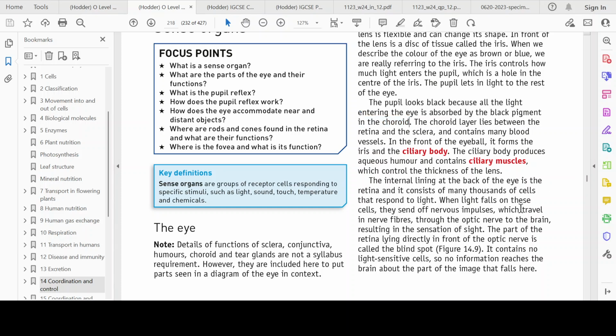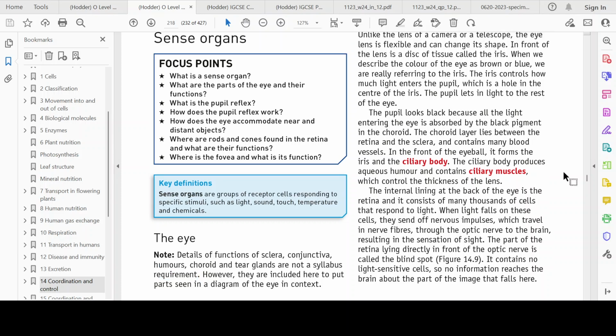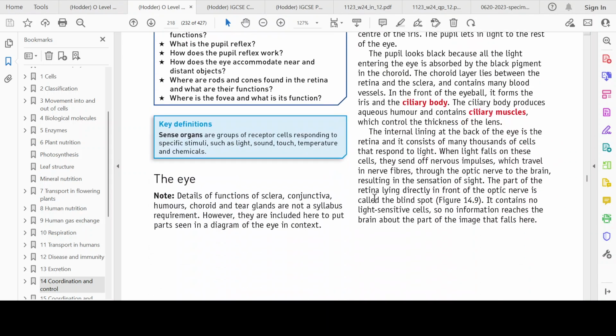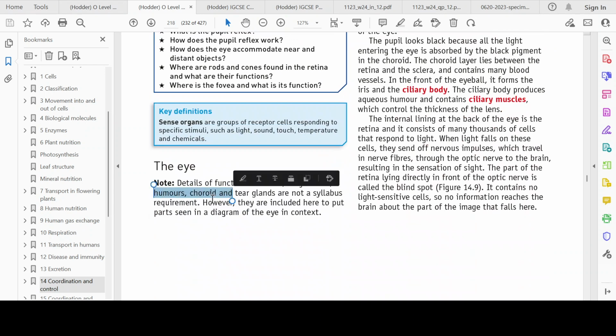And I believe, yes, over here, this is important. Details of functions of the sclera, conjunctiva, humors, choroid, and tear glands are not a syllabus requirement, so just keep that in mind. When you're reading this, the reason I'm not going to detail over here is because it has many things mentioned that you don't need to know. Those details are not required. However, they are included here to put parts seen in the diagram of the eye in context.